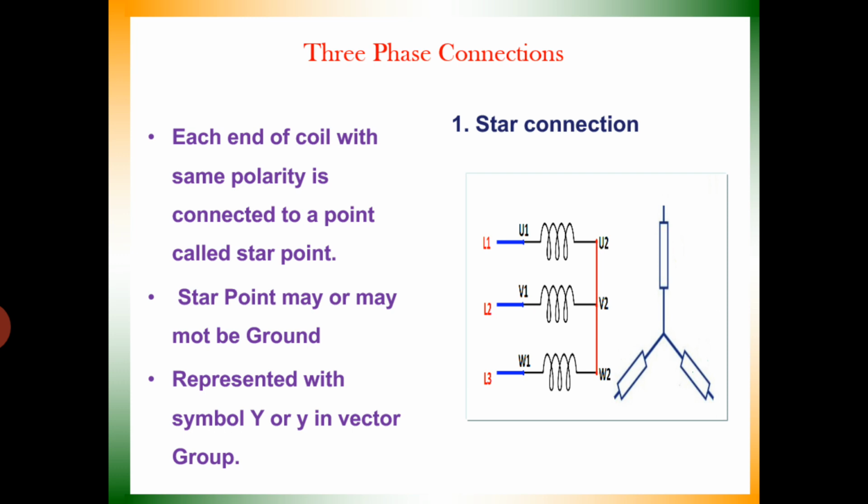It may be star or delta. So what is meant by star connection? You can see the diagram. Each end of the coil with the same polarity is connected to a point called the star point. Star point may or may not be grounded, and in vector group the symbolic representation of the star is capital Y or small y. The meaning of capital Y and small y will be discussed after the next slide.